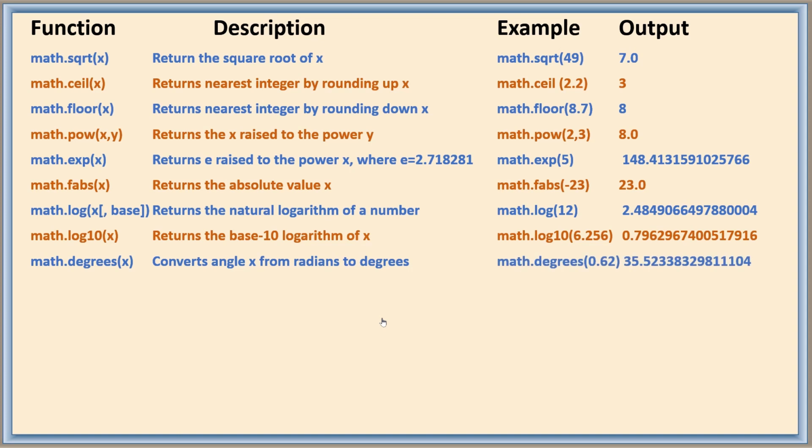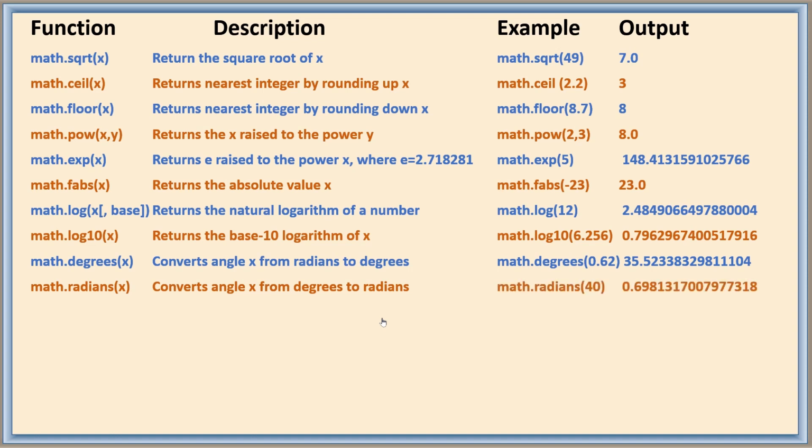For example, math.degrees of 0.62 will return the value which you see here. To convert from degrees to radians, we use this, which converts angle x from degrees to radians. For example, radians of 40 is given there.